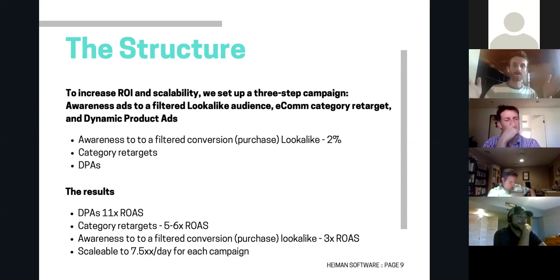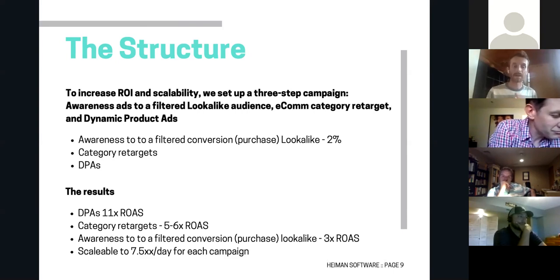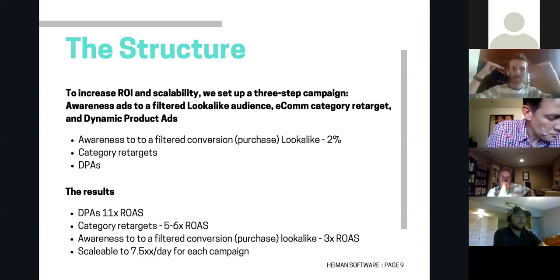And so we went from overall having a 4 times our revenue on ad spend return, right? 4x return on ad spend. We went to the dynamic product ads being 11 times our ad spend. The category retargets between 5 and 6 times our ad spend, and the awareness ads to 3 times our ad spend. So we saw that at the bottom line, the least return was already at what we had originally, and it just built from there. And we were able to scale our budget to 7.5 times what it was before.